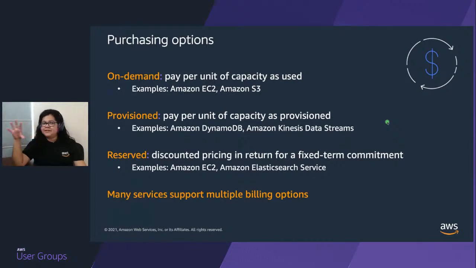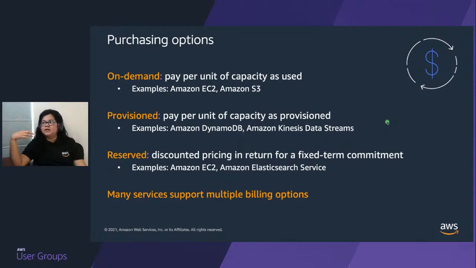So there are different types of purchasing options. Okay, there is on demand, there is provisioned. So you could say, and this is not specific to EC2. Okay, if you're looking at it only from EC2, no, this is for most of the services at AWS. Okay, they could be on demand.